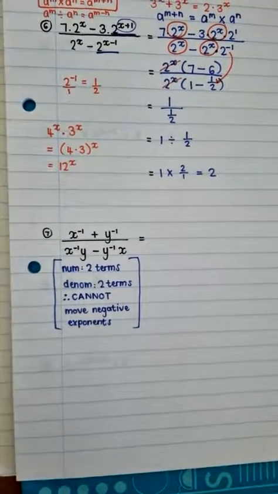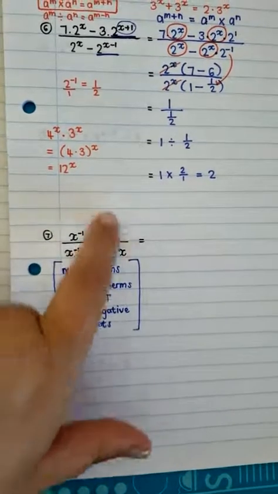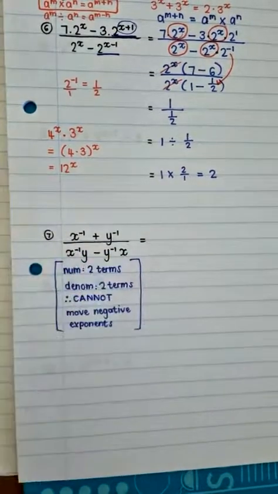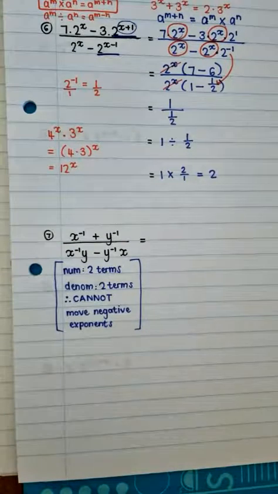That is important, guys. You can't just say, okay, this x to the negative 1 is going to move to the bottom, this y is also going to move, that x is going to move, that x is going to move. Okay, you can't do that. And the reason why we can't do that is because we have more than one term in the numerator and in the denominator.